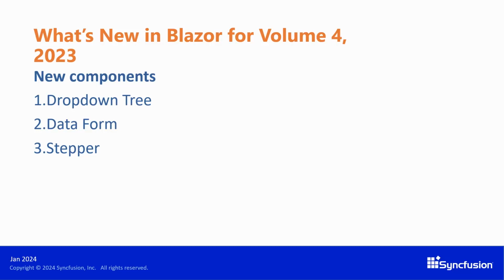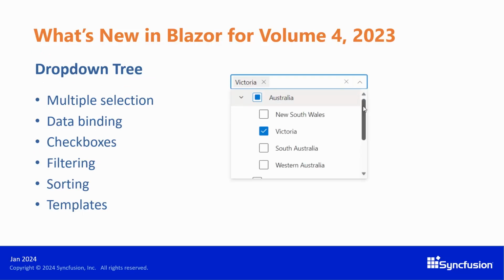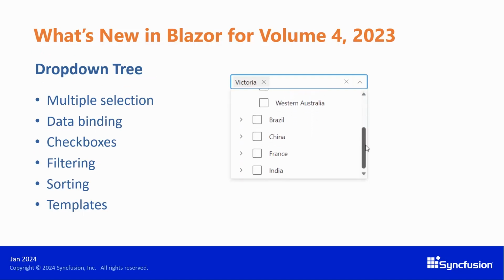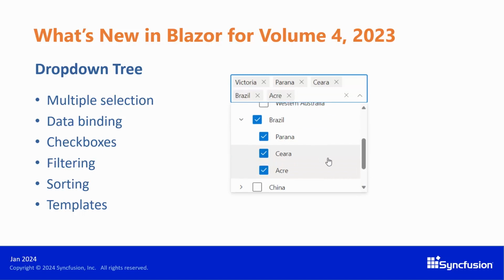Let's have a look at these components. First, dropdown tree. Dropdown tree is a text box component that allows you to select single or multiple values from hierarchical data in a tree like structure. We have implemented this component with all its required functionalities such as data binding, checkboxes, filtering, sorting, templates, UI customization, and so on. Let's have a look at its demo.